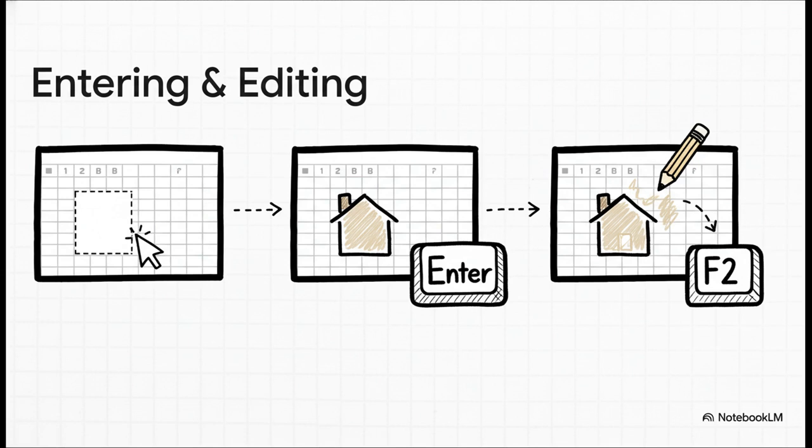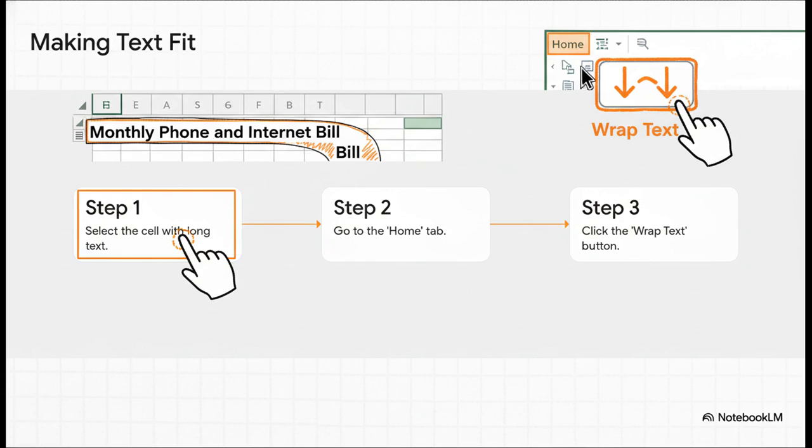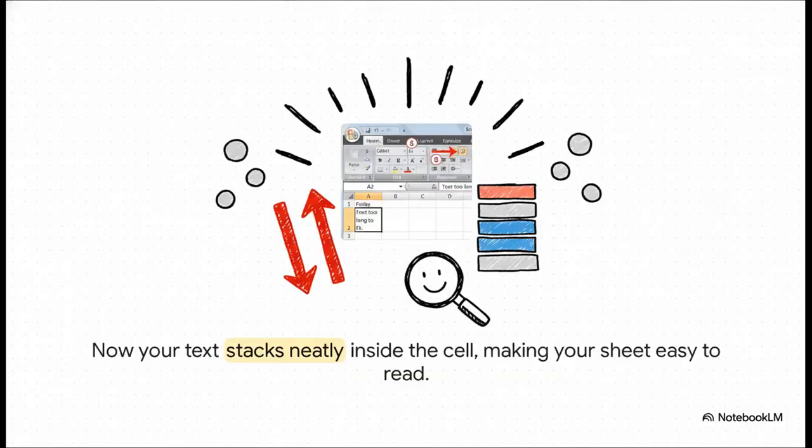Super handy. Okay, so you're going to run into this for sure. You'll type something long like monthly phone and internet bill, and it just spills right over into the next cell, looking all messy. The fix for this could not be easier. Just select the cell with the long text, go up to the Home tab on your ribbon, and click the Wrap Text button. And boom, just like that.